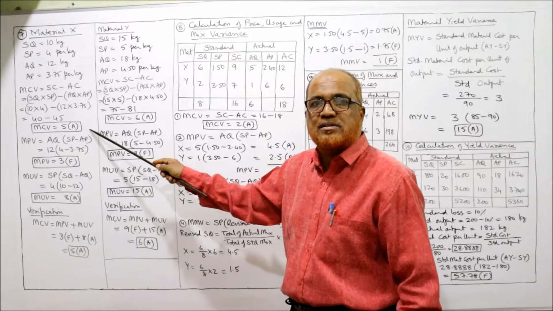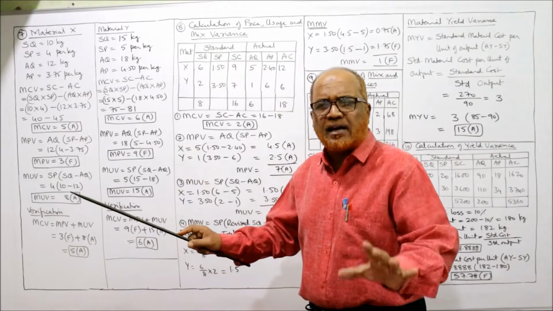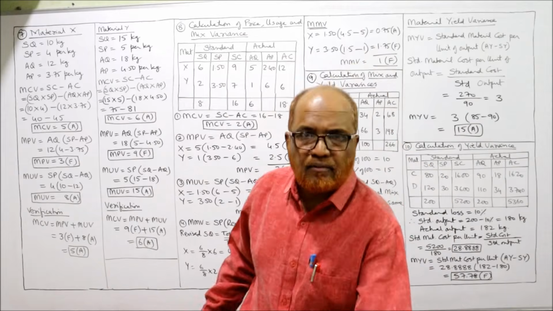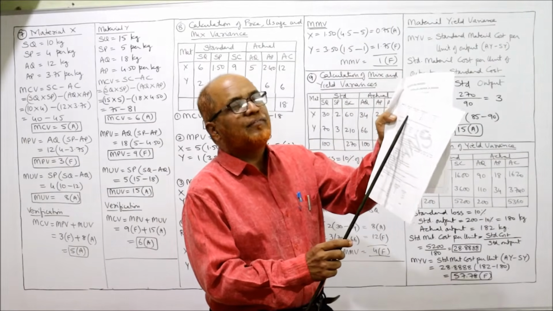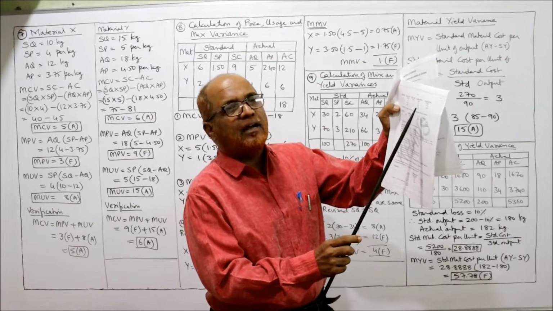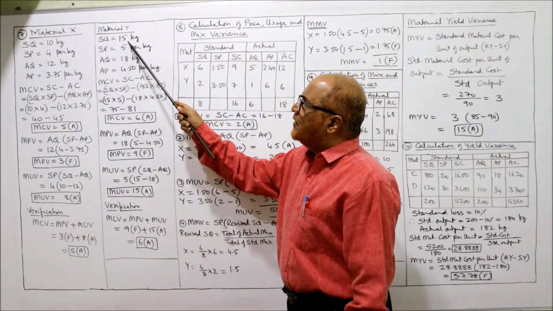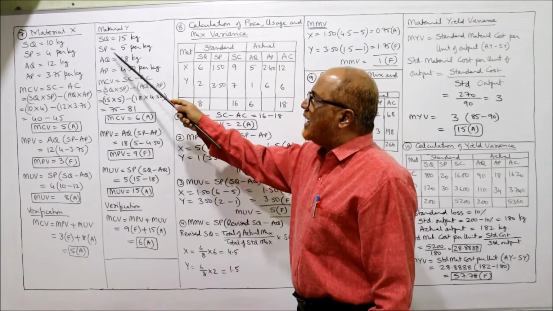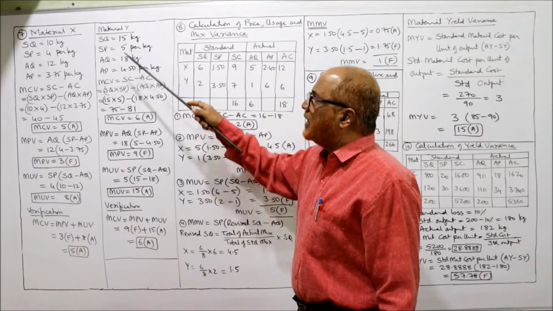Yes, it is 5 adverse. That means our calculations are correct. Exactly the same way we have to calculate for material Y. In the problem it is given: material Y, standard quantity 15, standard price 5, actual quantity 18, actual price 4.5. Everything is given.